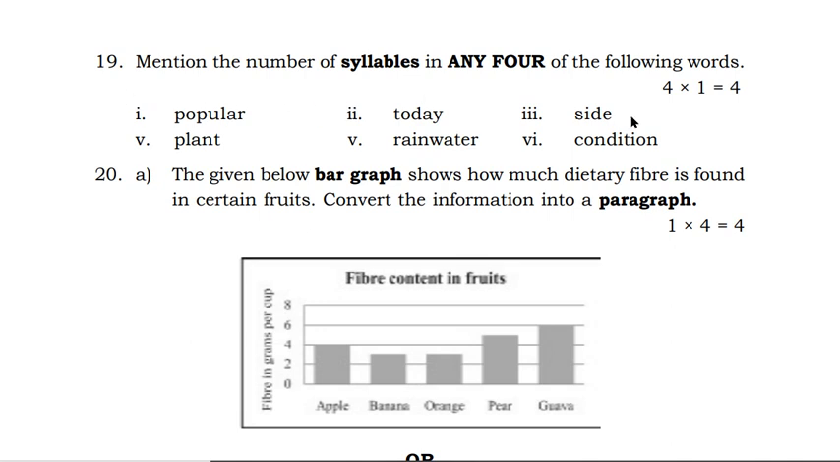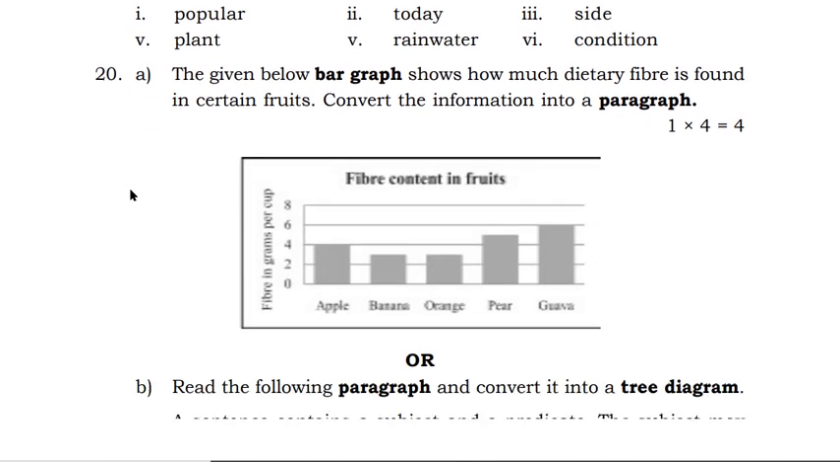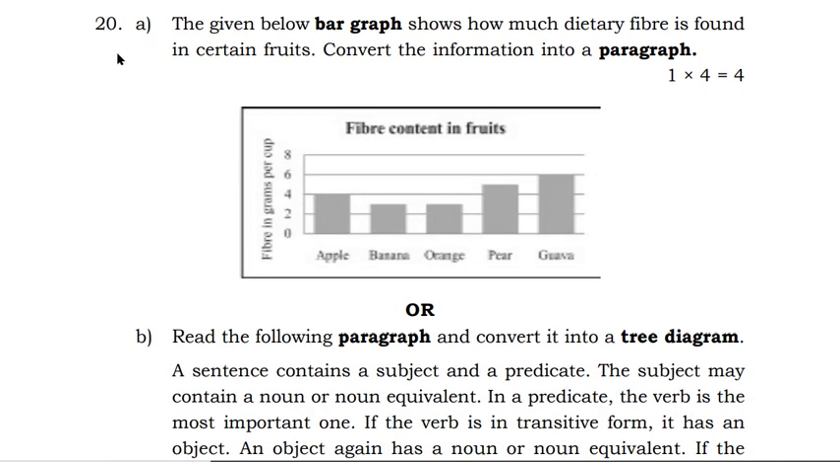Okay, so up to here you could complete vocabulary and grammar. And the last question is here, that is the 20th question. This is about data transformation. Sir, what is this data transformation? Data transformation means they may give you a bar diagram or a pie diagram or a table or a tree diagram, whatever it may be.